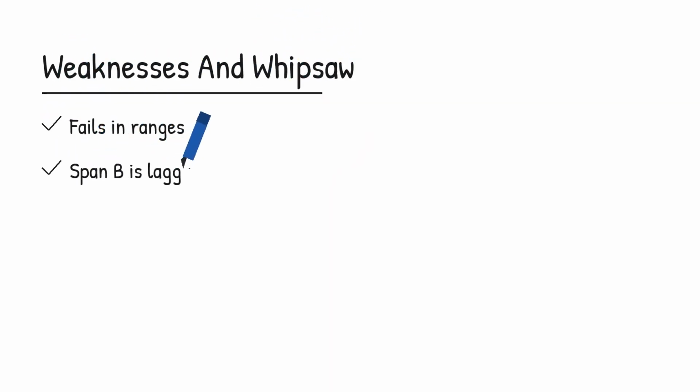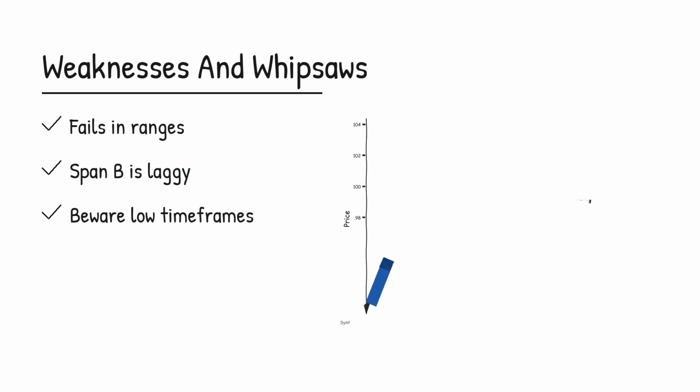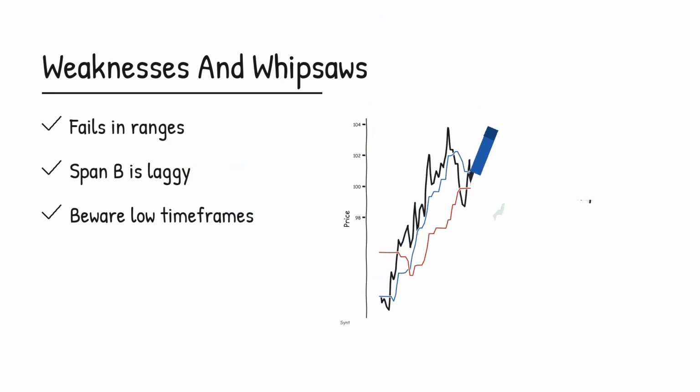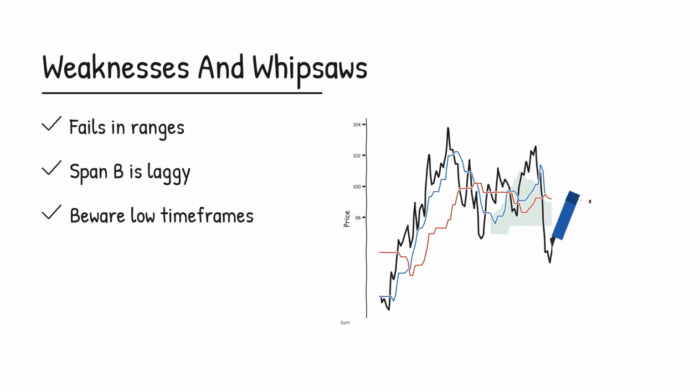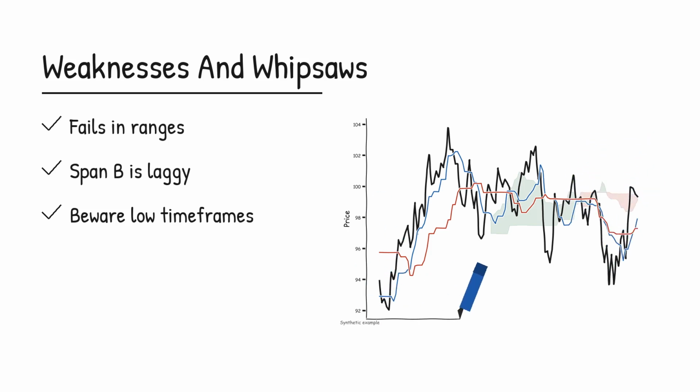Ichimoku is a trend system. In a range, it is brutal. Price chops through the cloud, TK crosses fire constantly, and Chikou tangles with old candles. The cloud also lags because Span B uses a 52-period range. On lower time frames, signals arrive late. Never use Ichimoku in isolation on a sideways market, and never apply it below the 1-hour chart without serious testing.